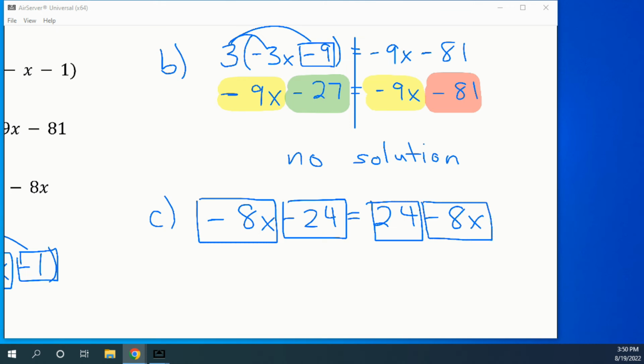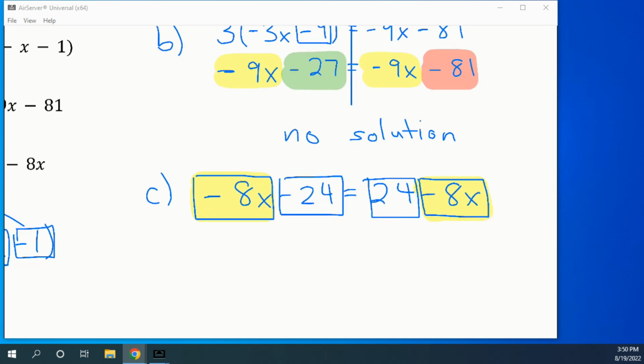So on the left side, we have negative 8x. On the right side, we have negative 8x. When I say sides, I'm talking about across the equal sign here. Those are the same variable terms. So since they are the same variable terms, it's either going to be no solution or infinitely many solutions. On the left side of the equal sign, I have a negative 24.